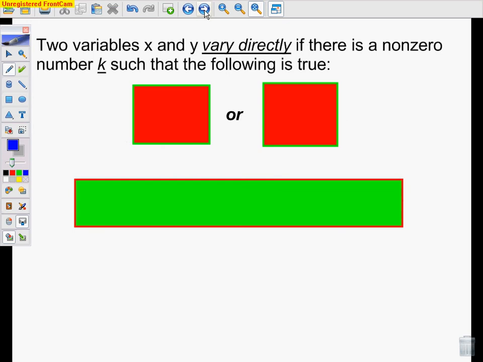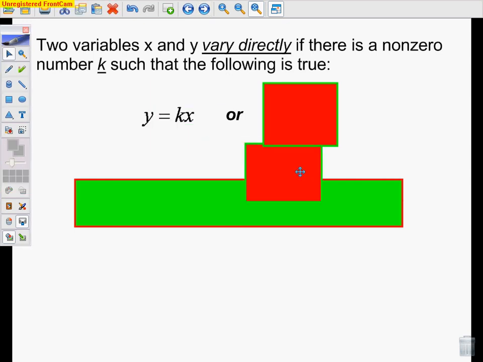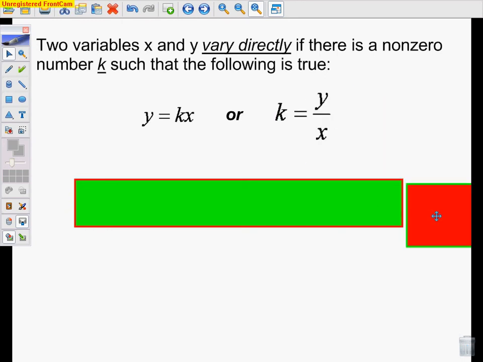All right, so two variables x and y vary directly if there's a non-zero number k such that the following is true. These formulas right here are going to be extremely important. Please write these down. y equals kx, or k equals y over x. You need to know both of those.